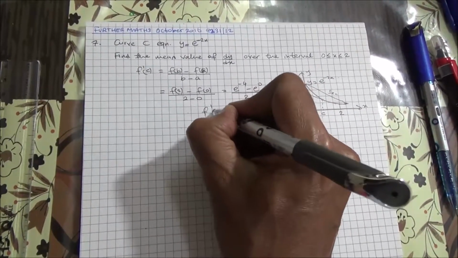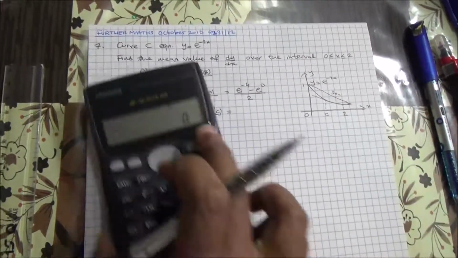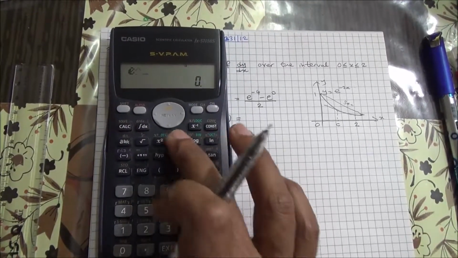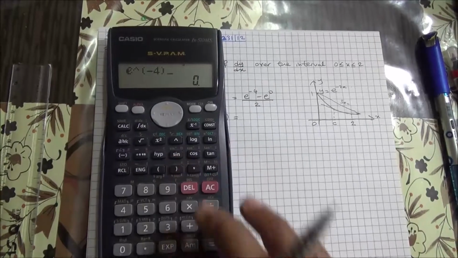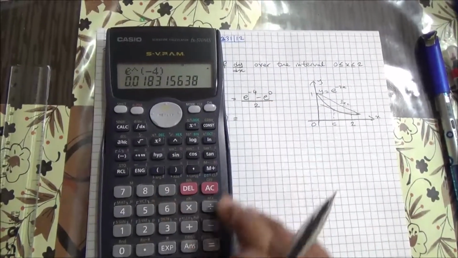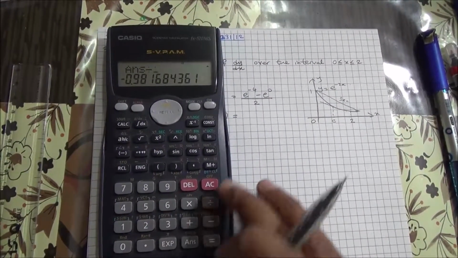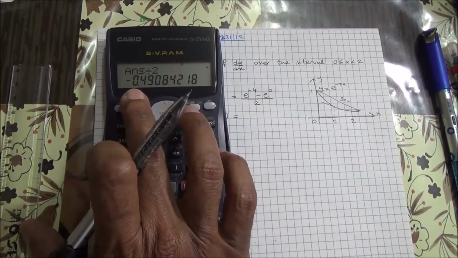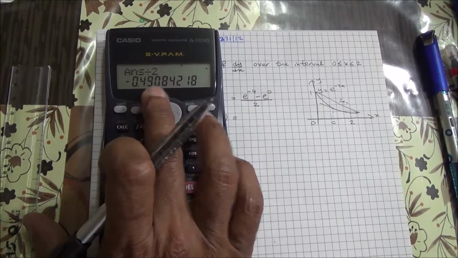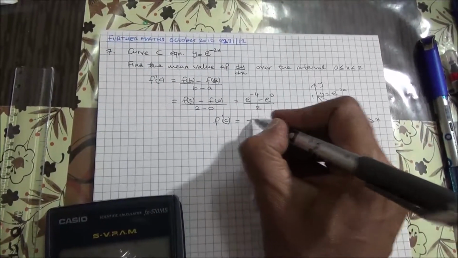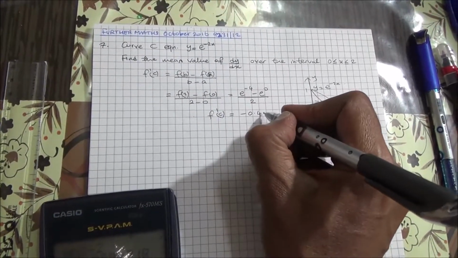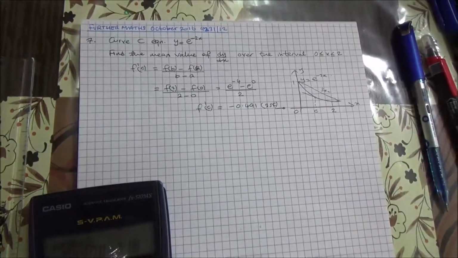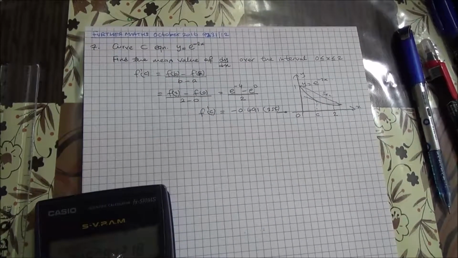So the mean value for this is going to be, let's check it out from our calculator. So e to the power of minus 4, e to the power of 0 is equal to 1, so minus 1, and then you can divide by 2. So the answer should then be minus 0.491 to 3 significant figures. So minus 0.491 SF. Okay, so this is the first part.